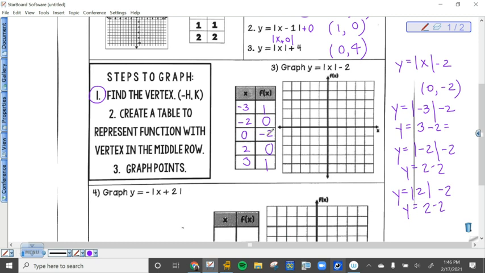Yeah. So let's go ahead and graph these points. So the first one's at -3, 1. -2, 0. 0, -2. 2, 0. And 3, 1. Should just be a V again. If it's not a V, then we took a wrong turn somewhere.